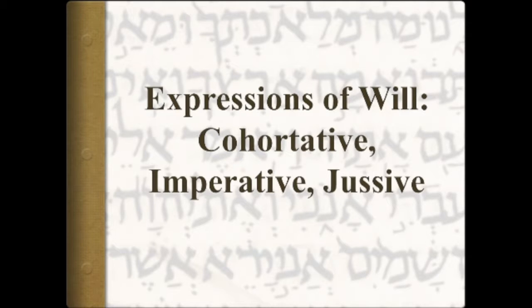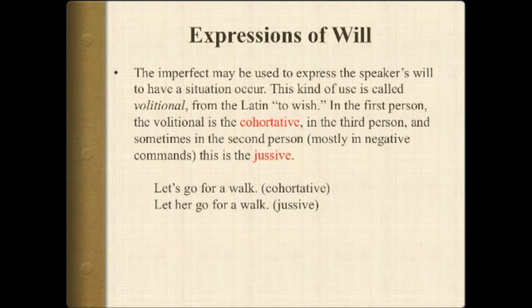This week we are looking at expressions of will: cohortative, imperative, and jussive. The imperfect may be used to express the speaker's will to have a situation occur. This kind of use is called volitional, from the Latin "to wish." In the first person, the volitional is the cohortative, and in the third person, and sometimes second person, mostly in negative commands, this is called the jussive.